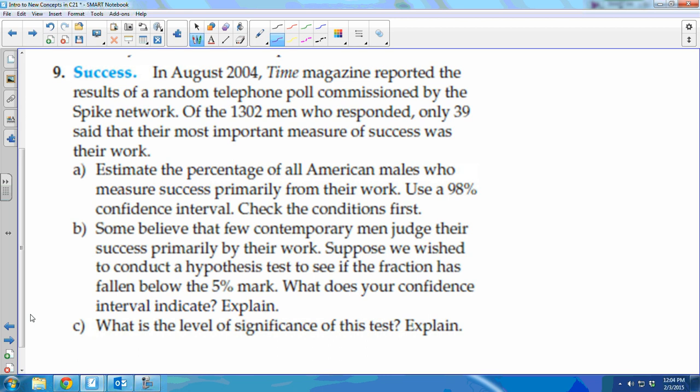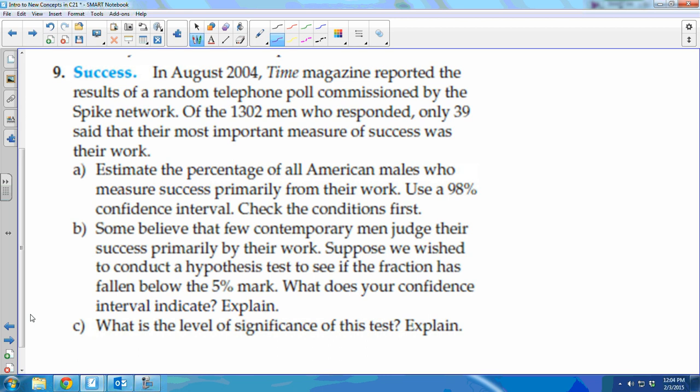I'm not going to write this all out because you guys know how to do a confidence interval, or at least you should. So, if you're going to do a confidence interval, what conditions do you check? This is an assumption, not a condition. So for the independence assumption, you check two conditions, which are what? Randomness. So is this random? Yes, it says the results of a random telephone poll.